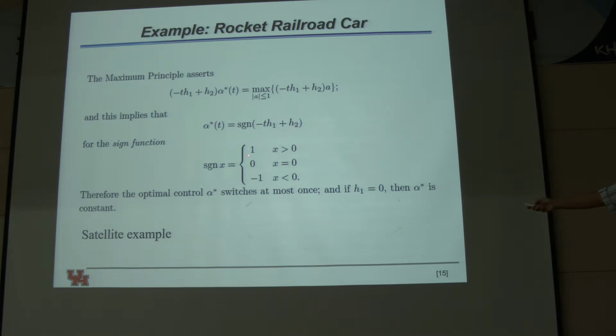So what does this mean? This means that when this expression is greater than 0, I have 1. Otherwise, I have -1. This gives me the optimal solution. This is called bang-bang control. Why is it called bang-bang control?